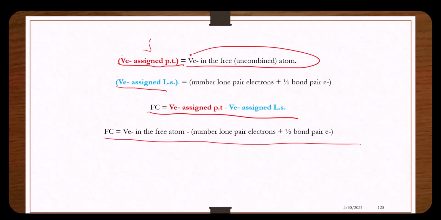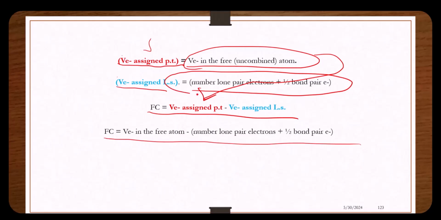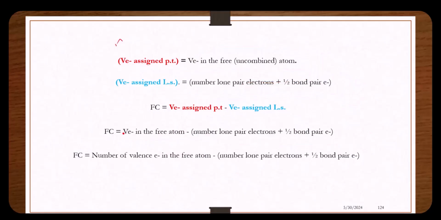So we take this description and simply plug it into this part of the formula, and we take this description and plug it into this part of the formula, and we arrive at a formula that looks like this, which just describes the formula in more detail. We abbreviated the valence electrons in a free atom. To be more descriptive, we have the number of valence electrons in a free atom.